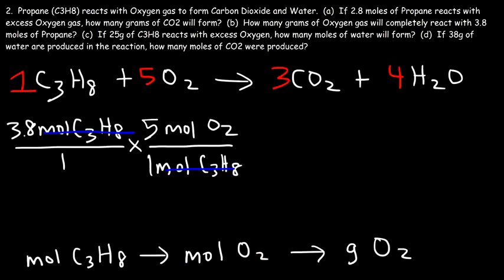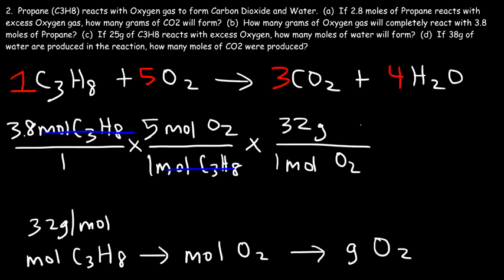Now, the atomic mass of a single oxygen atom is 16. So the molar mass of an oxygen molecule that has 2 oxygen atoms is 2 times 16, or 32. So it's 32 grams per mole. What that means is that 1 mole of O2 contains a mass of 32 grams. Now we can get the answer. So it's 3.8 times 5 times 32. And so it's 608 grams of O2. So that's the answer for part B.